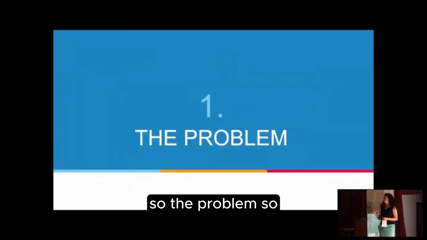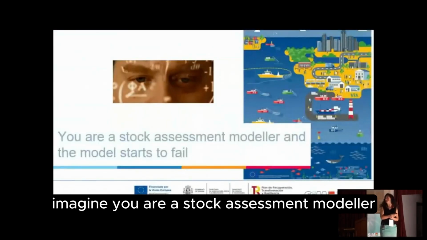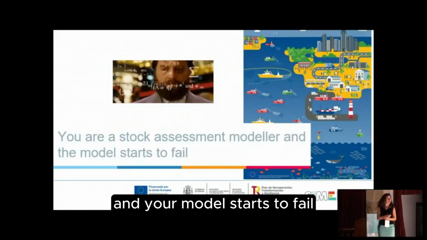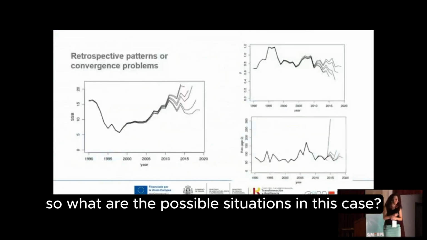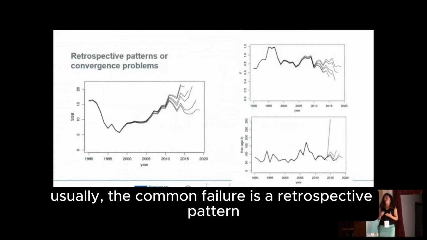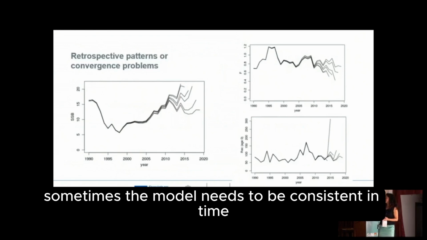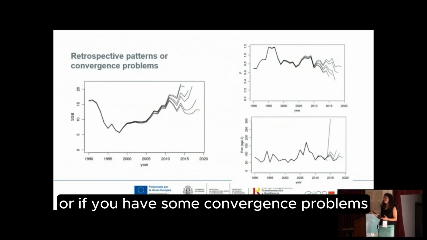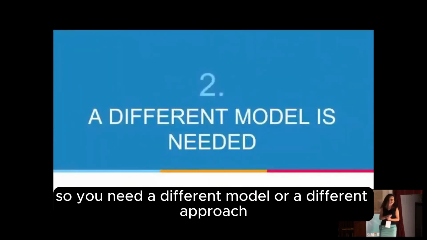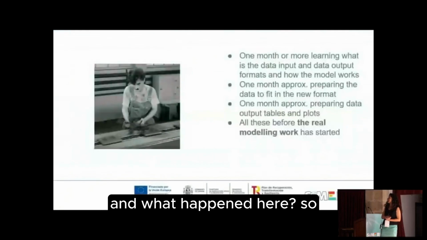So the problem. Imagine you are a stock assessment modeler and your model starts to fail. What are the possible situations in this case? Usually the common failure is a retrospective pattern. Sometimes the model needs to be consistent in time. So if you have a retrospective pattern or some convergence problems, you need a different model or a different approach. But what happens here?